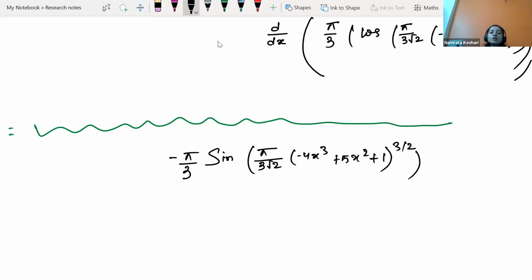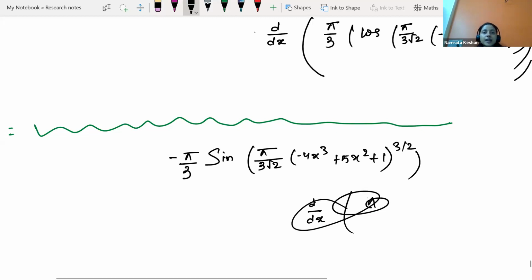Okay. Now, this inner function, we still have to do the derivative of this inner function, right, Fatima? Yes, ma'am. This part, pi by 3 and 4x cube and more. If you understand it, we can do it directly. This inner function, we still need to do the derivative. We have pi by 3 root 2, which is just a constant.